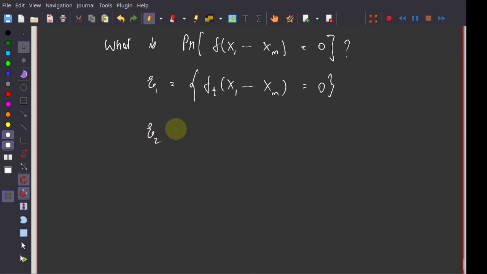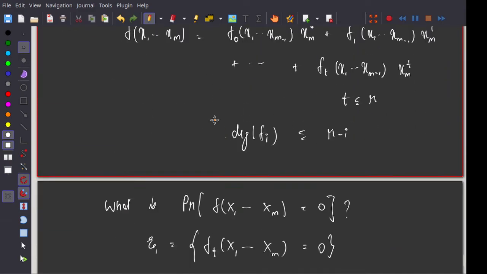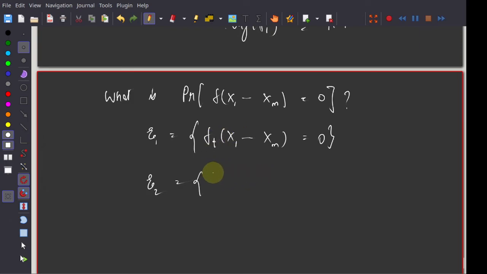And E2 is the event that x_m to the power t is equal to 0, given that f_t of x_1 up to x_{m-1} is not equal to 0. Okay. Now, if this happens, then certainly either this should happen or this should happen.